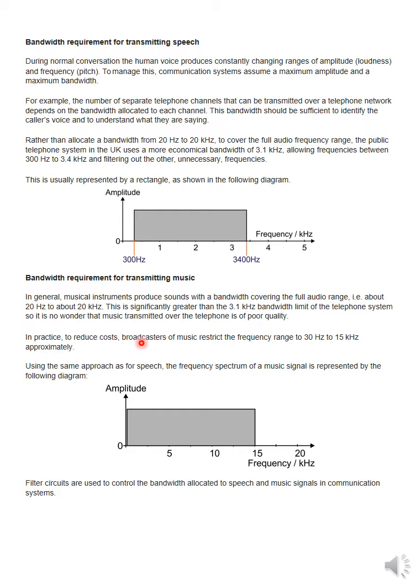In practice, to reduce costs, broadcasters of music restrict the frequency range to approximately 30 Hz to 15 kHz. Because if you are using a high frequency range, then you are paying more to the government, from which you get the bandwidth over which you can transmit. Using the same approach as for speech, the frequency spectrum of a musical signal is represented by the following diagram. Filter circuits are used to control the bandwidth allocated to speech and music signals in a communication system.